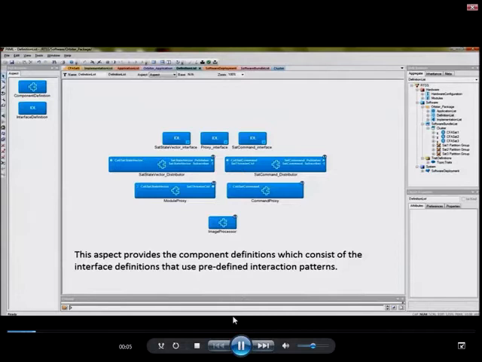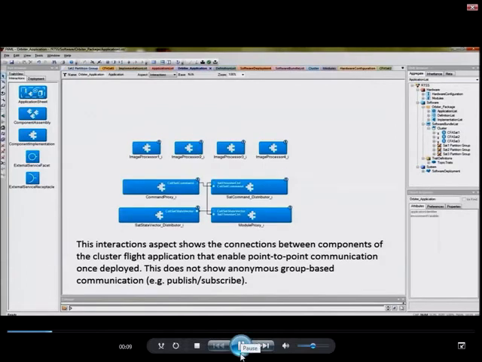So those are defined. Let it progress a little bit. And then the screenshot shows how the components are wired together. So if they use point-to-point communication, we just connect these interfaces. It's as simple as that.